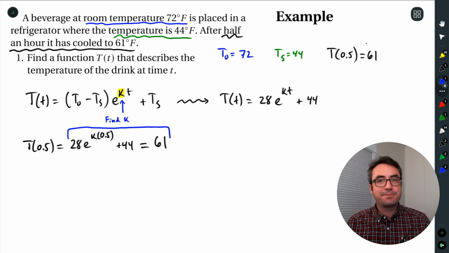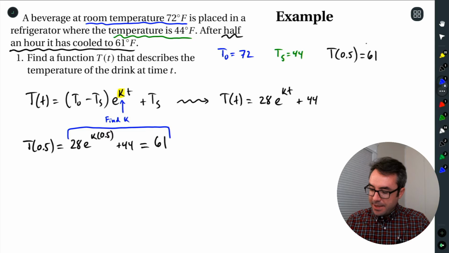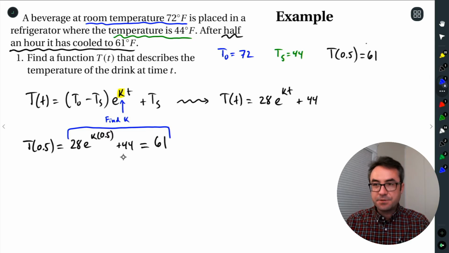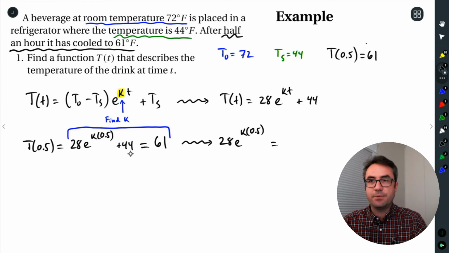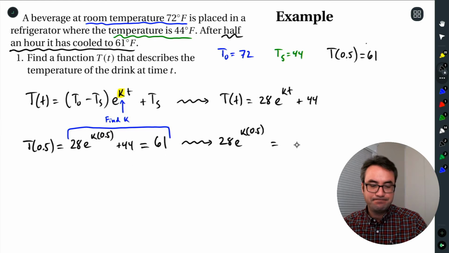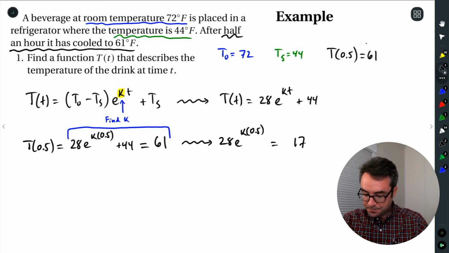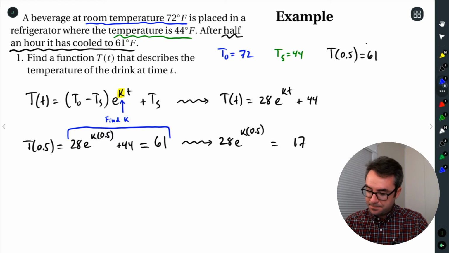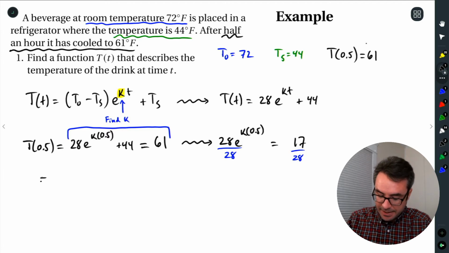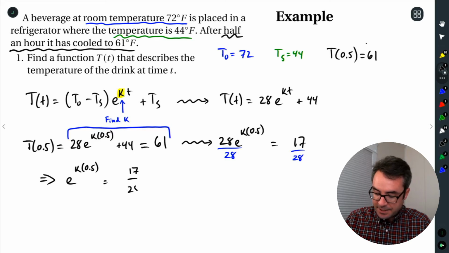And this is going to be very similar to the ones we've been doing, solving this exponential function. First thing we want to do, though, is move this 44 over to the other side. So that'd give us 28 e raised to the k times 0.5 is equal to, what's 61 minus 44? What is that? 17? Yep. All right. Now we want to get this exponential term all by itself. So next thing we want to do is divide both sides by 28. So that's going to give us e all by itself there on the left. So e raised to the k times 0.5 is equal to 17 over 28.